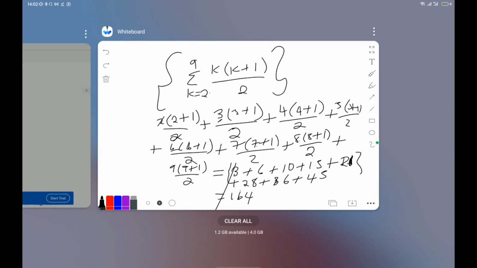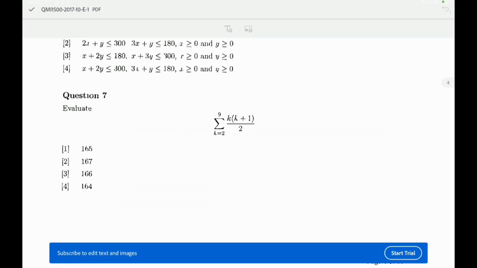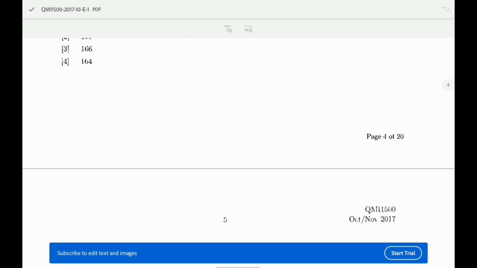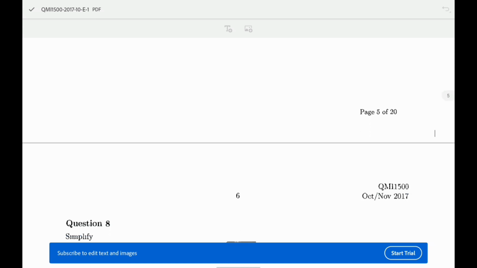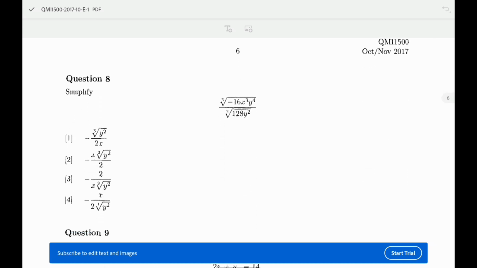So let's go and check if we have 164 in this question paper. Yes, we do have 164 in this question paper, and it is option number 4. Which means if you get 164, you finally got it. Let's move to another question. Let's see which question we can do again. As I've said, I want to do all of them.